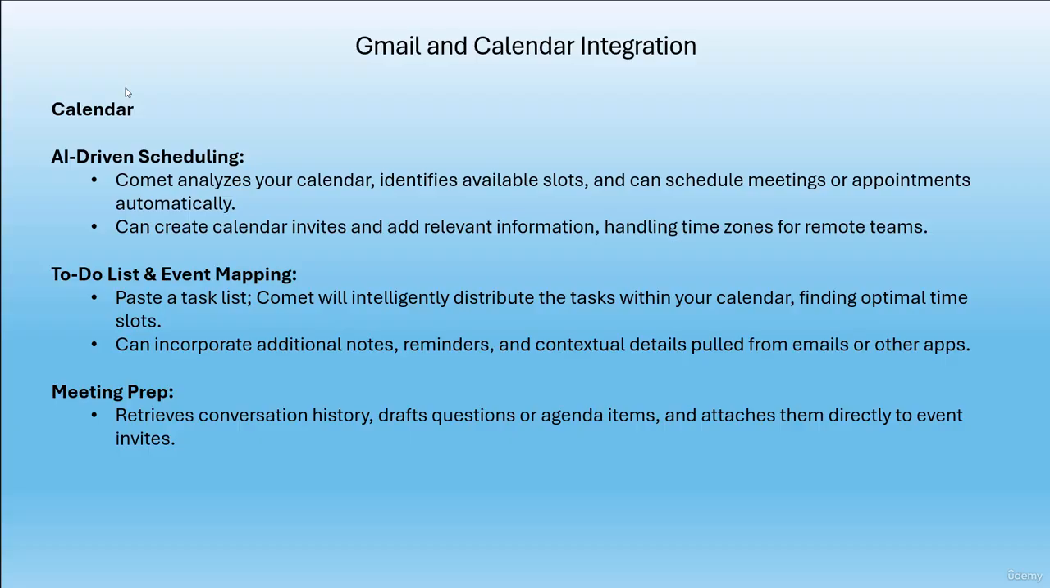And then it can handle to-do list and event mapping. So you can paste a task list, and Comet will intelligently distribute the tasks within your calendar, finding optimal time slots. It can incorporate additional notes, and use reminders and contextual details pulled from emails or other apps. And then it can also do some meeting prep. It can retrieve a conversation history, draft questions or agenda items, and then attach them directly to event invites.